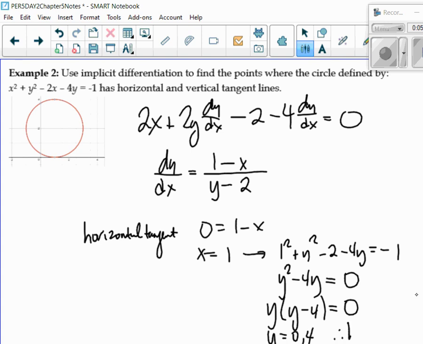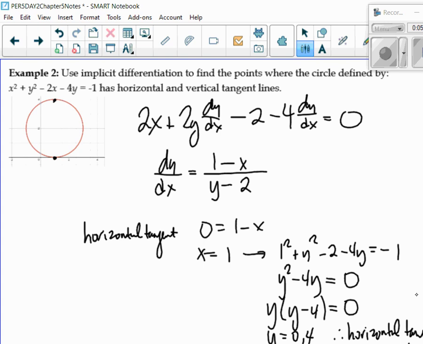Therefore, horizontal tangents at 1, 0 and 1, 4. Let's look at the graph here. 1, 0 and 1, 4. Look at that. Yes? Good?